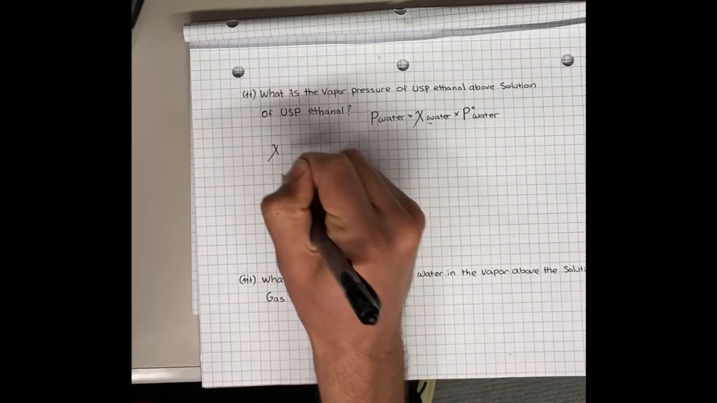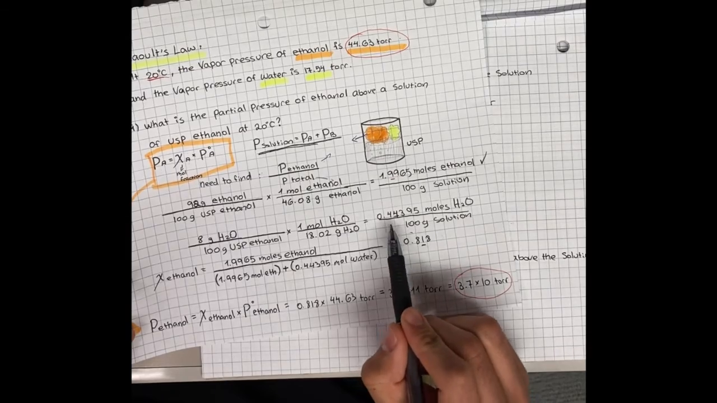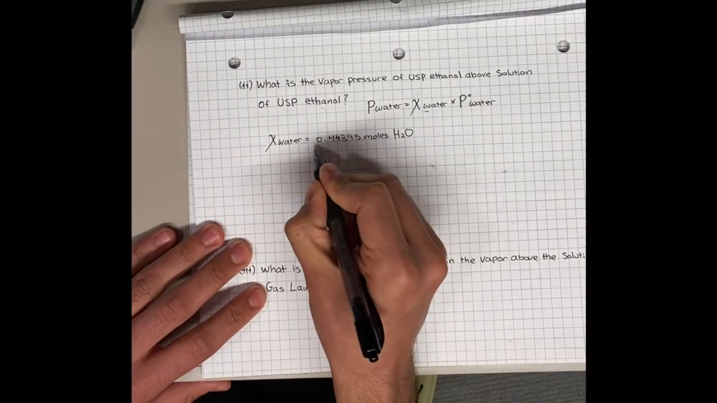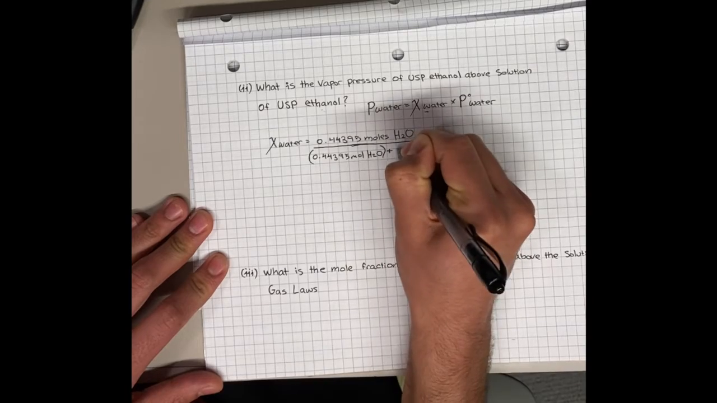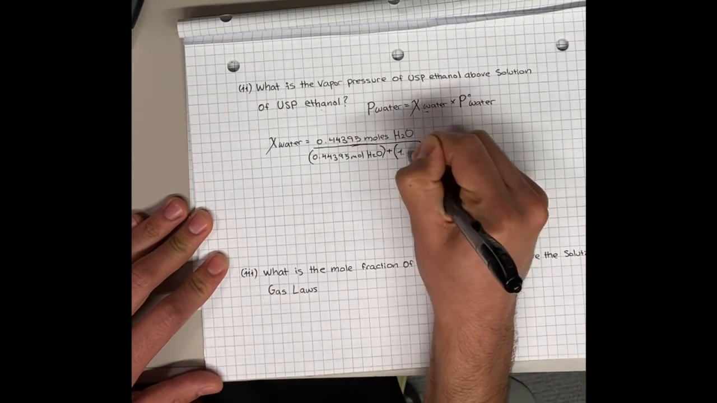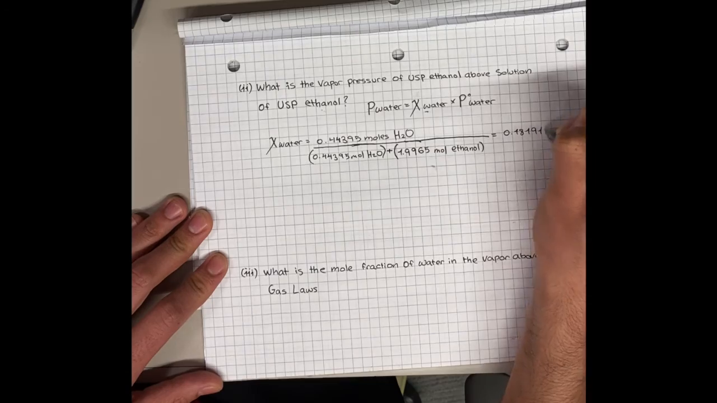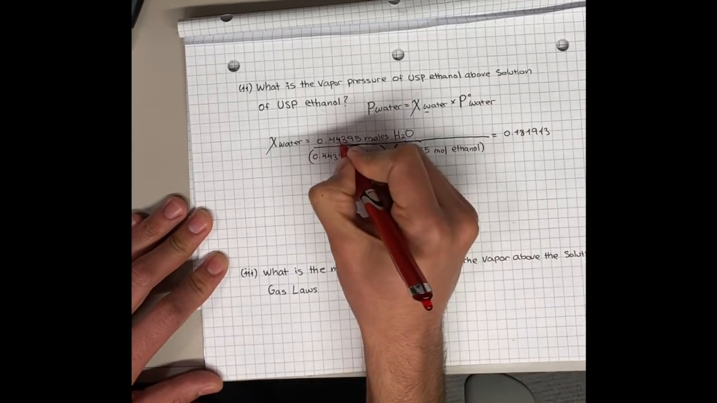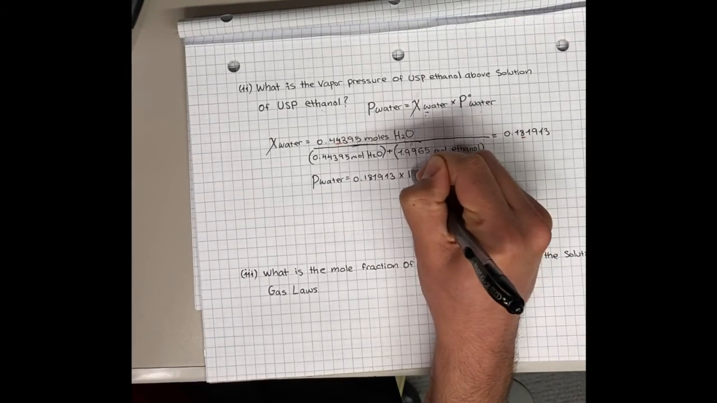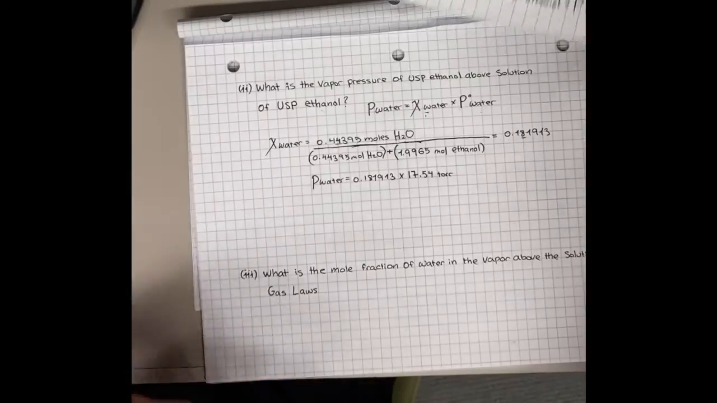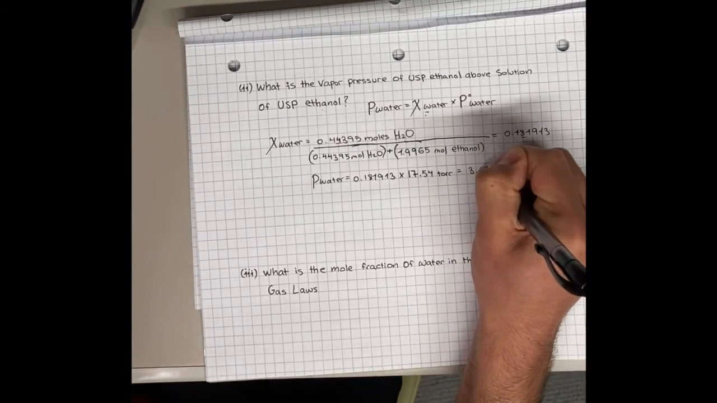So the mole fraction of water, remember that we found here 0.44395 moles of water. And I know that the total moles in the solution is the moles of water plus the moles of ethanol, which is 0.181913. And remember, I'm carrying the significant figures from the previous. That's the mole fraction of water times the pure pressure of water. I got this in the previous section. And then I find that the partial pressure of water is 3.0 torr.